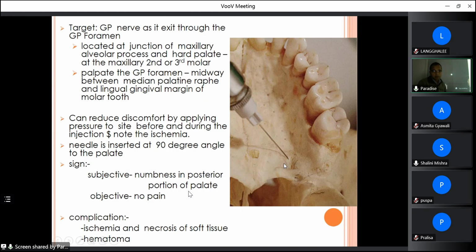So this is the area. There is the presence of the greater palatine foramen. You have to reach this greater palatine foramen because the neurovascular bundle exits through this foramen and you have to block this nerve. And this greater palatine foramen is present just medial to the second and third molar. So you have to inject local anesthesia about 1 centimeter medial to the junction of second and third molar tooth.